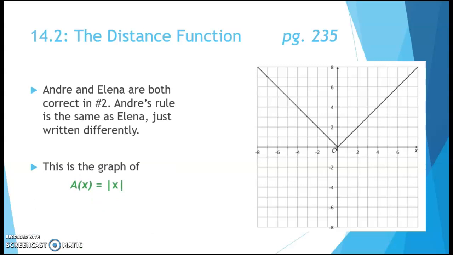In question number 2, Andre and Elena are writing different rules for absolute value functions. And we didn't talk about what Andre's rule looks like. That's what's called a piecewise function. But we can see Elena's rule, where she writes the function as the absolute value of x, and that's what this is.